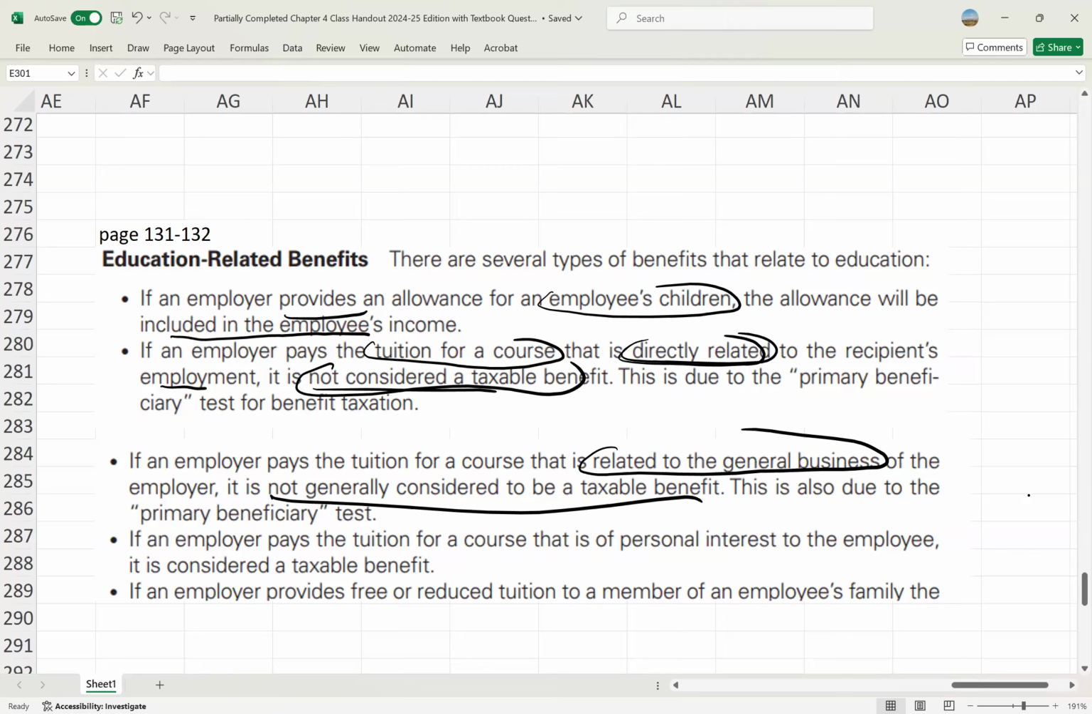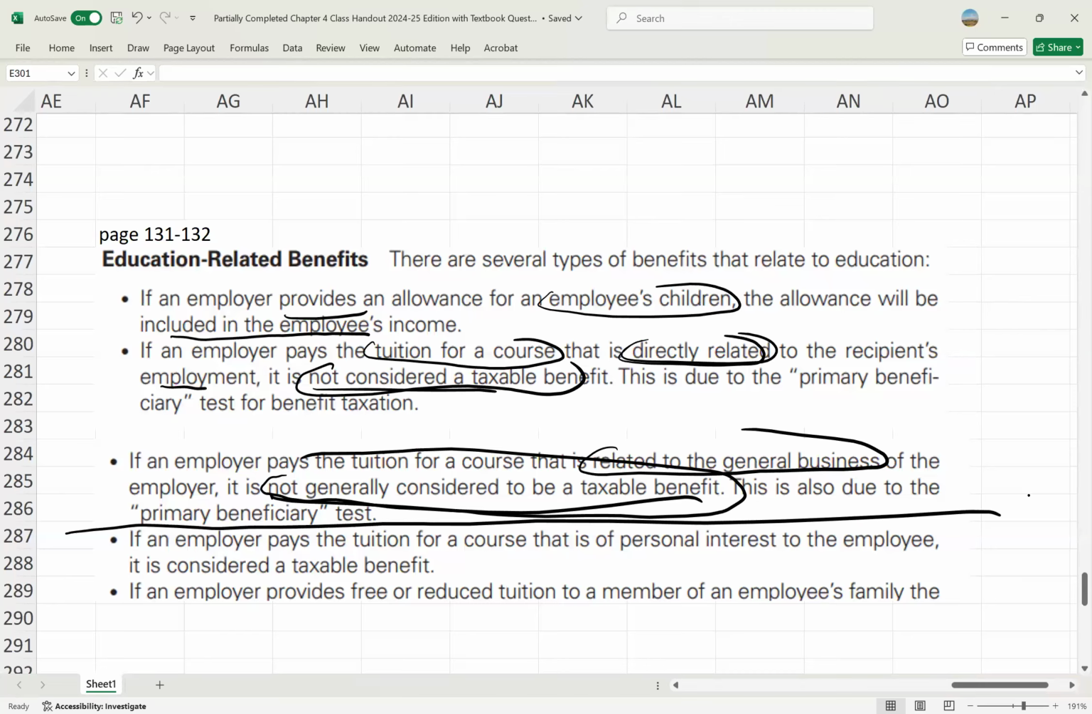So once again, the tuition that's paid by the employer for that receptionist taking these business courses, you could argue that is related to the general business of the company. And so that would also not be considered a taxable benefit. And then we talk about what if it's just for personal interest? If the course is just for personal interest of the employee, then it is considered a taxable benefit.